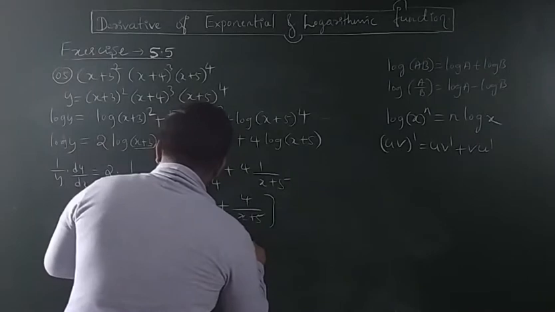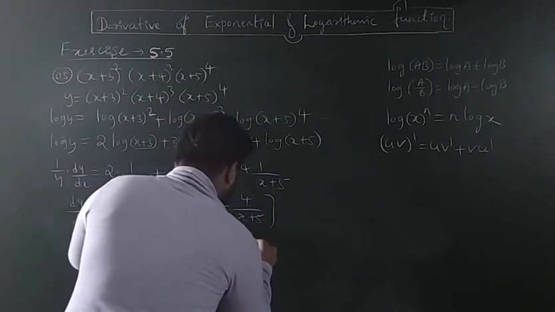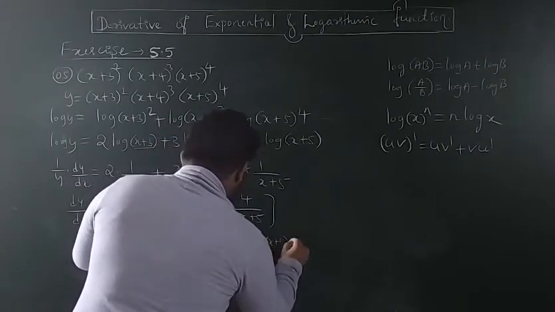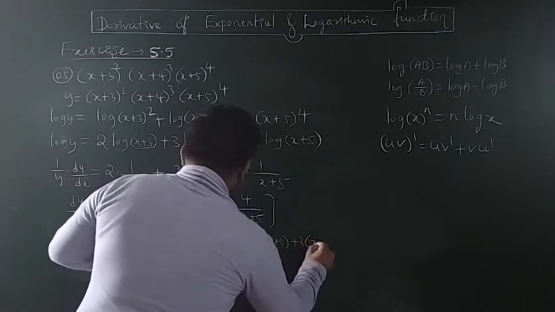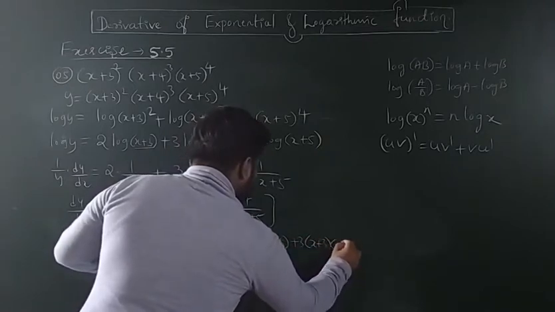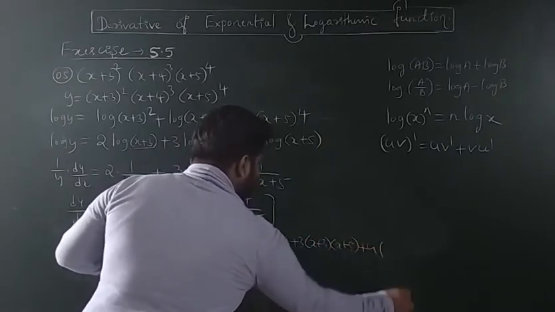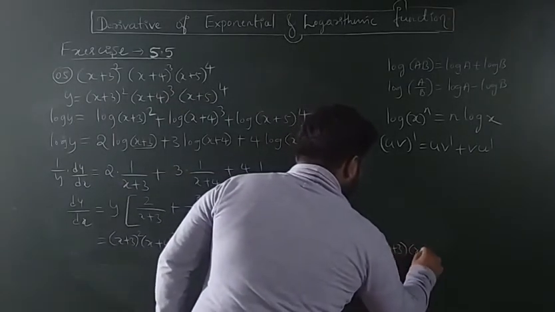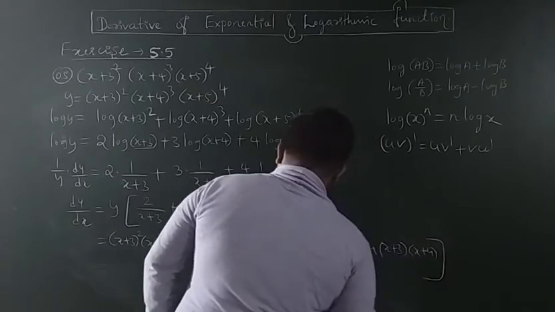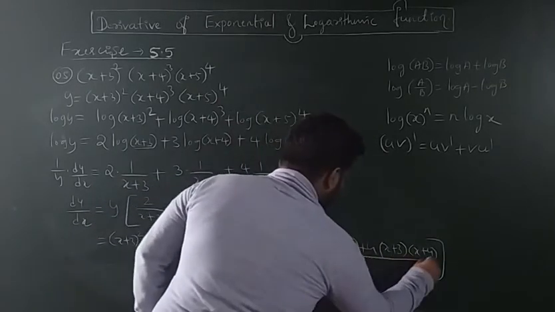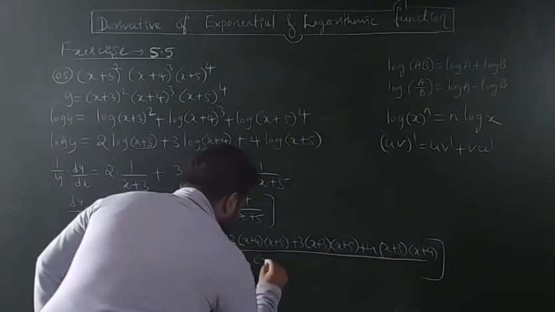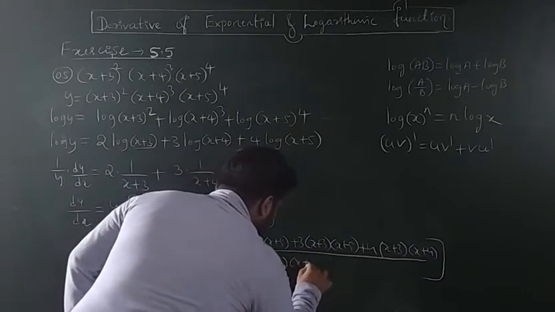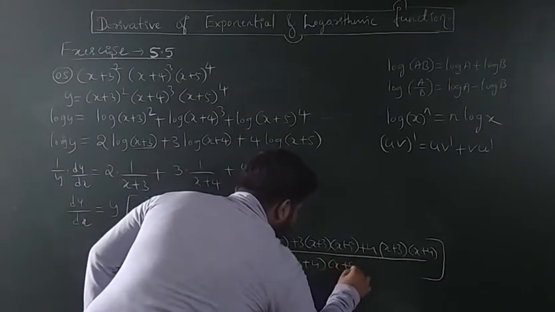2 into x plus 3 is the remaining. x plus 4, x plus 5 plus 3 into x plus 3, x plus 5 plus 4 into x plus 3, x plus 4, whole divided by what we are having. So this entire thing, x plus 3, x plus 4 and x plus 5.